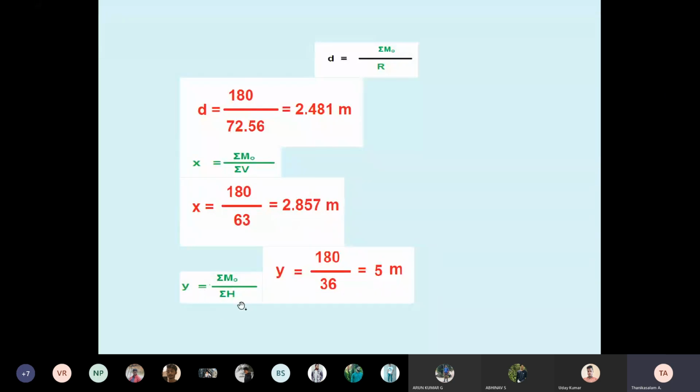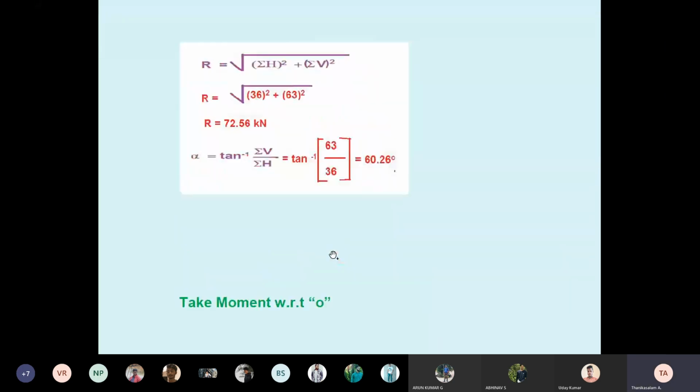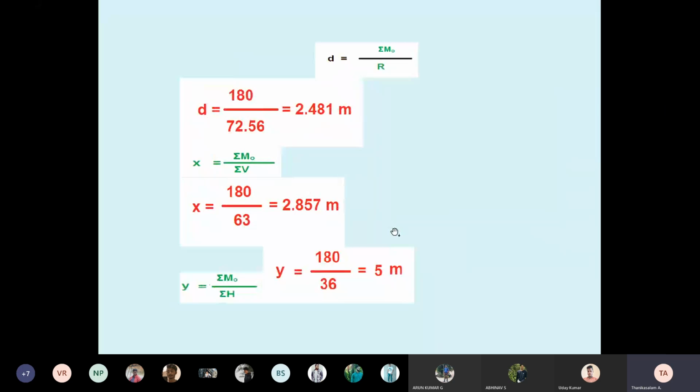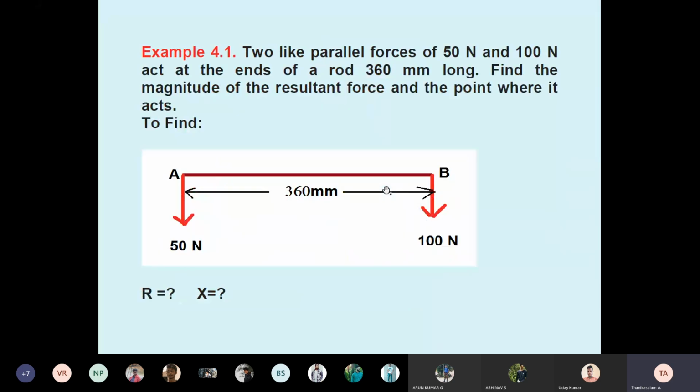Y equals M naught divided by summation of H. M naught is 180, and you know summation of H here is 36. So X equals 2.857 meter and Y equals 5 meter. This is how we find the resultant for non-concurrent forces.